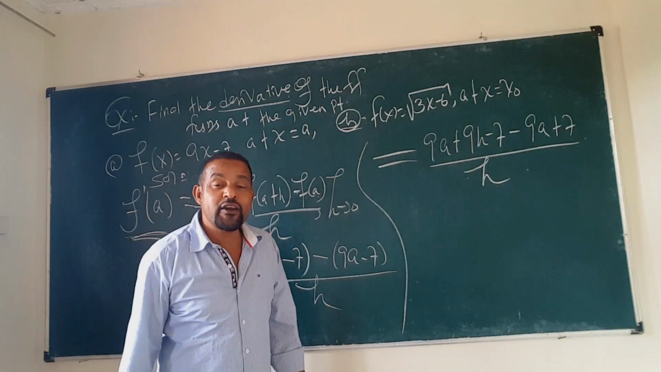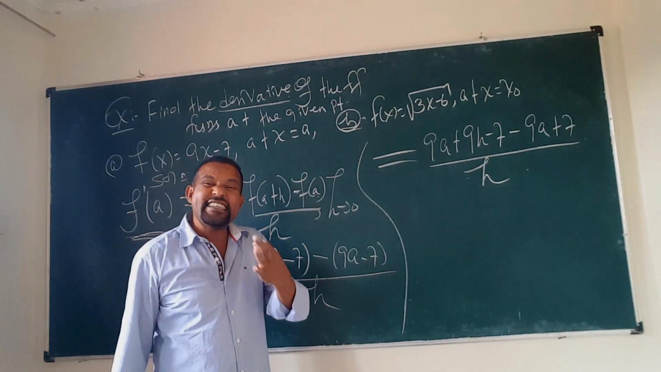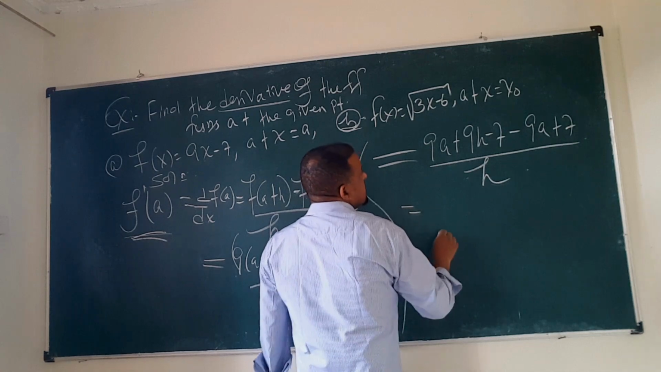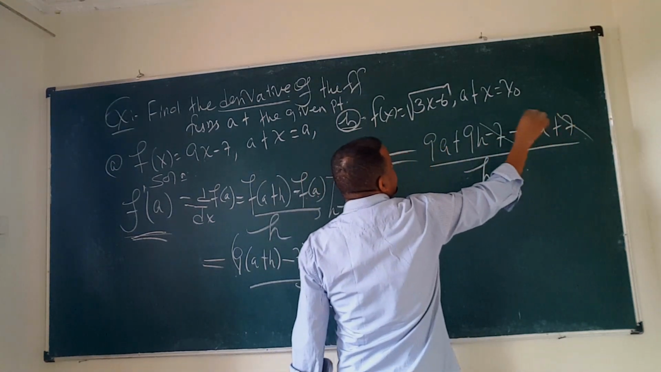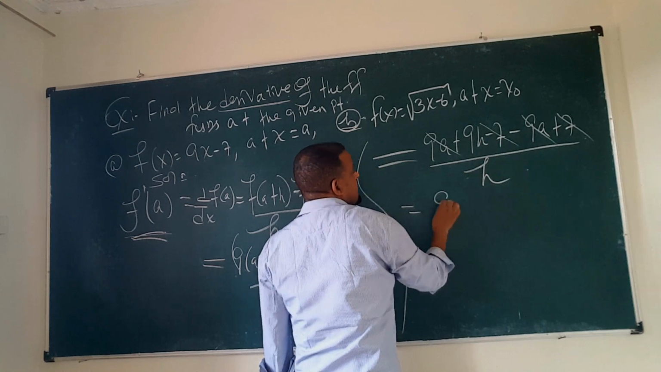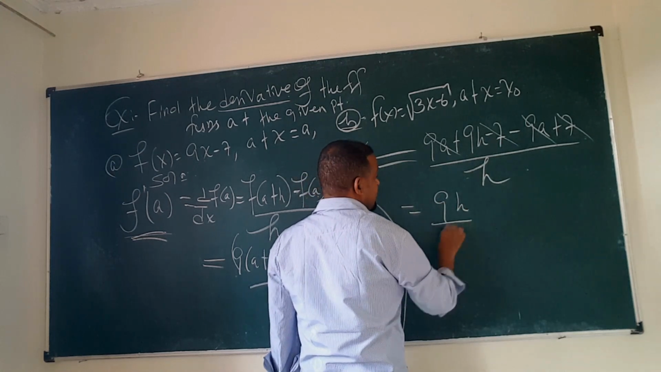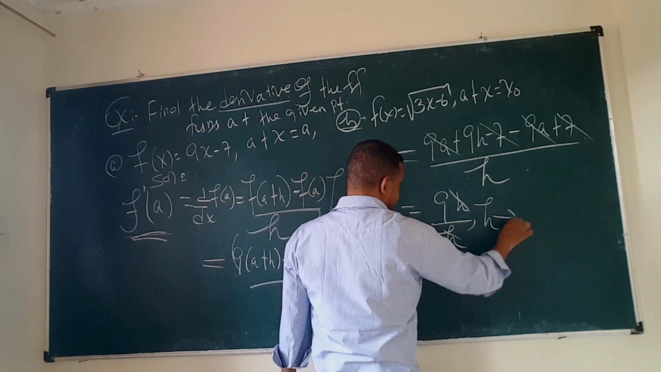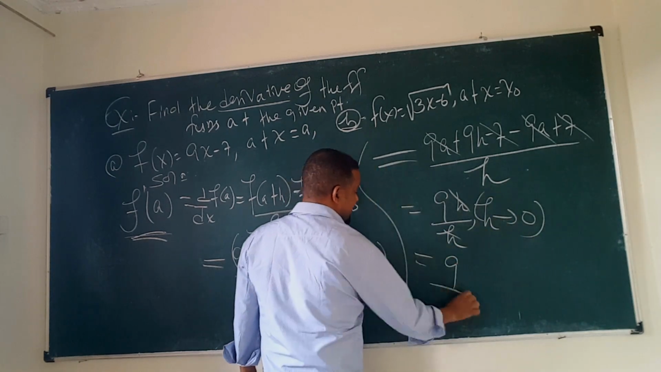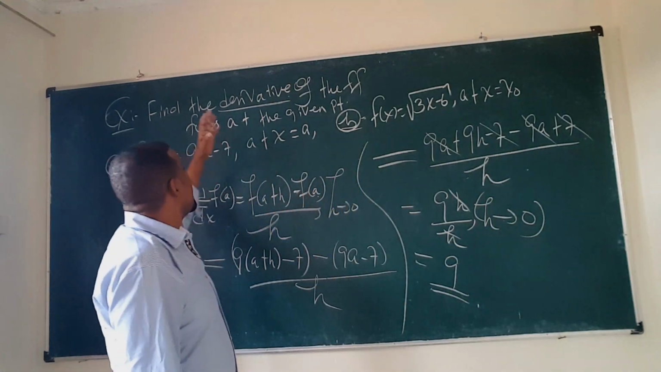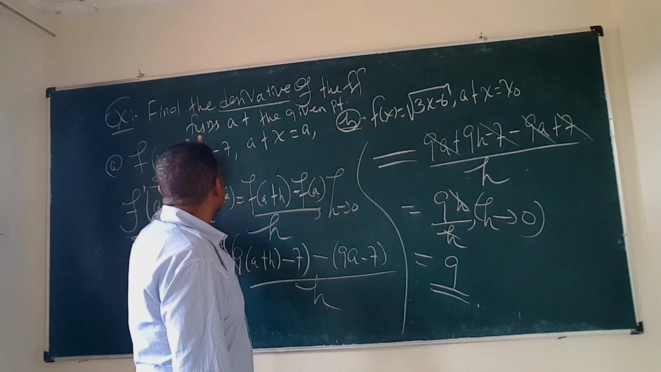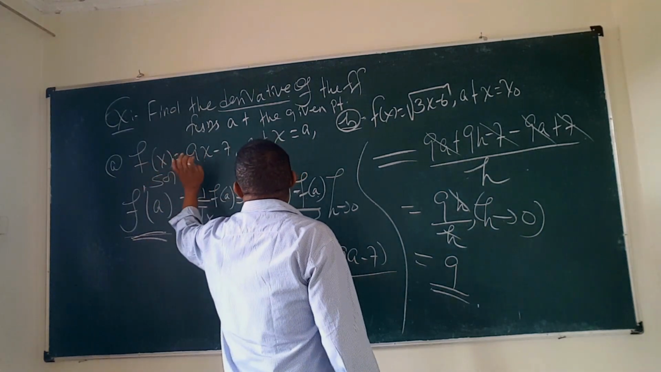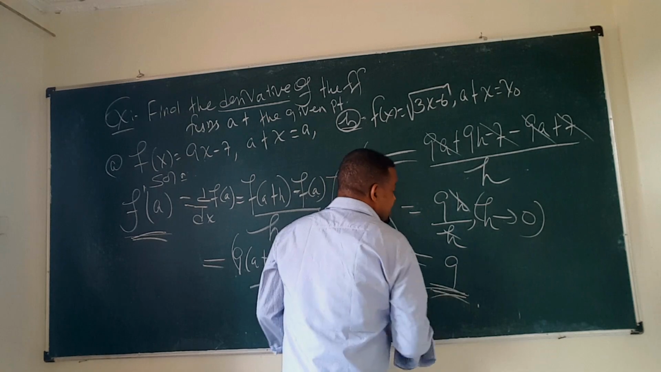So what we are doing is finding the instantaneous rate of change of the function at a point, or the slope. This cancels with this, what is left? 9h is left on top, over h. This cancels with this, h by h cancels as h approaches 0, so the result is 9. So what does this mean? The instantaneous rate of change of the function 9x minus 7, or the slope of the tangent line, which is the derivative of this function at a point x equal to a, is 9.